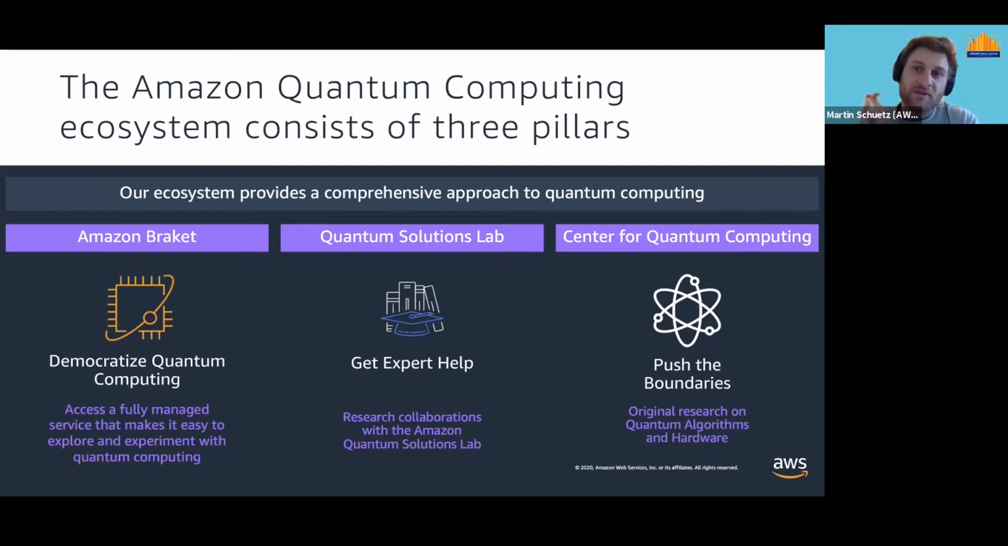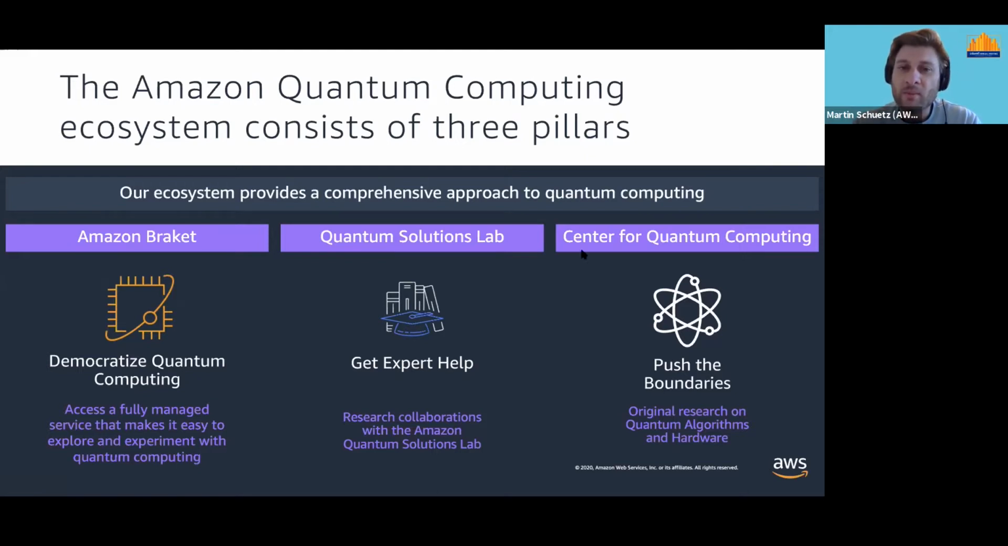Still, we are cognizant of the fact that quantum computing is still in its infancy, and that is why we have launched our own R&D team. That is the Center for Quantum Computing. It's hosted at the campus of Caltech, where we simply try to push the boundaries, try to give back to the community, actively contributing to the quantum community, pushing the boundaries of what can be done with quantum computing today and tomorrow.